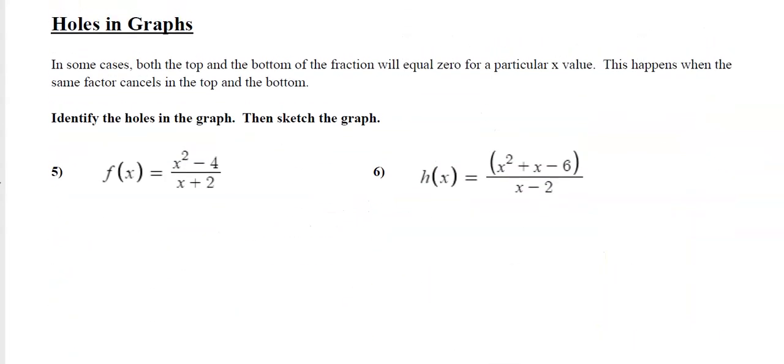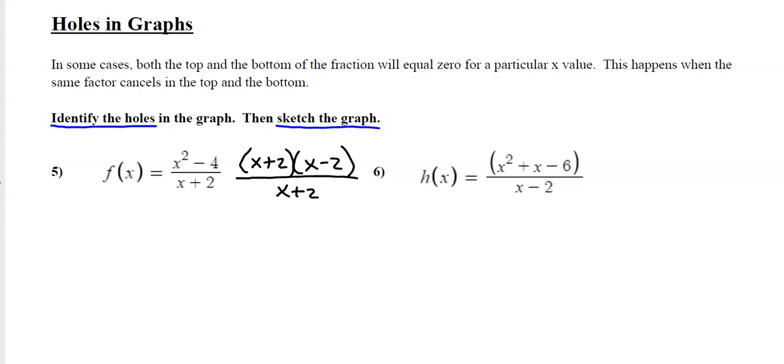The holes here are pretty easy. Holes occur basically when you can cancel something out on the top and bottom. So the directions say identify the holes, then graph. These are actually super easy. So if I look at the top, this is x plus 2, x minus 2. And this is over x plus 2.